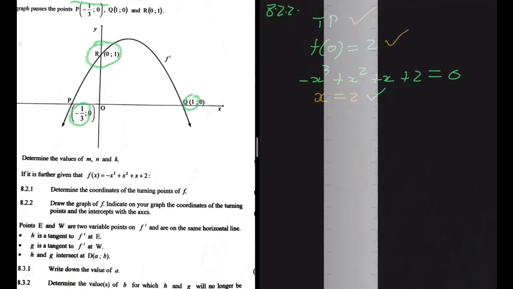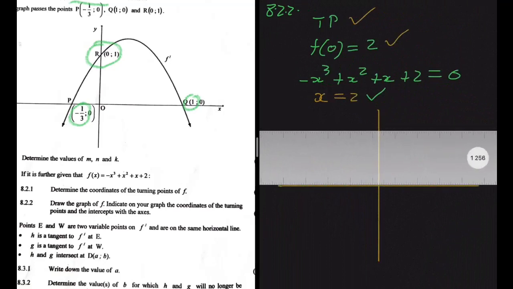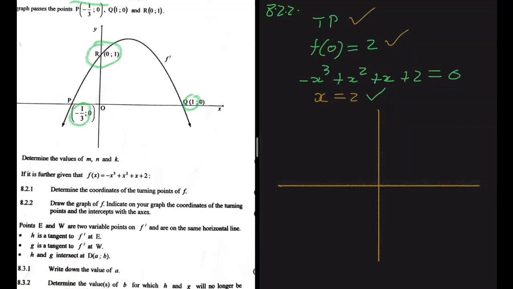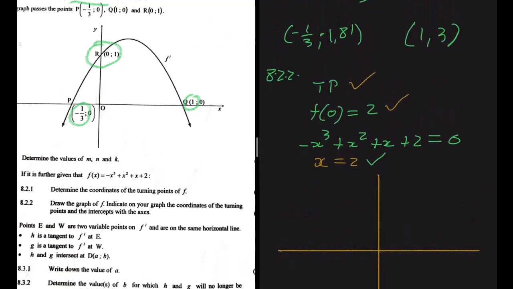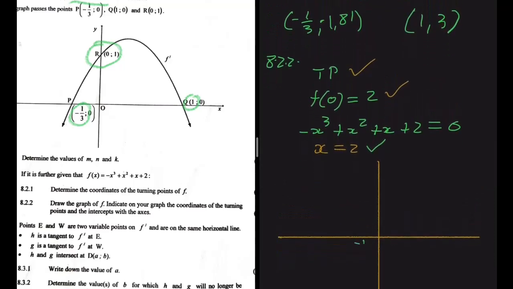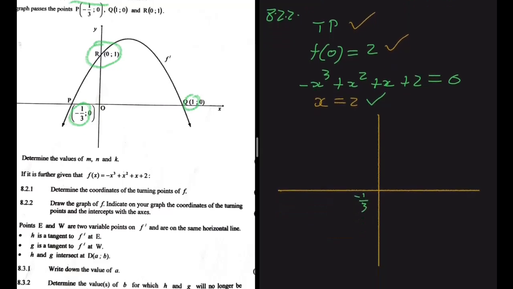So let me just put our axis there and see what we can do. So there go our axis. Let's put the turning points first, right? The turning points, we have minus 1 divided by 3 and 1.81, right? So let's put 1 here, 2 here, 3 here. So 1.81 should be somewhere here. So we have a point there.